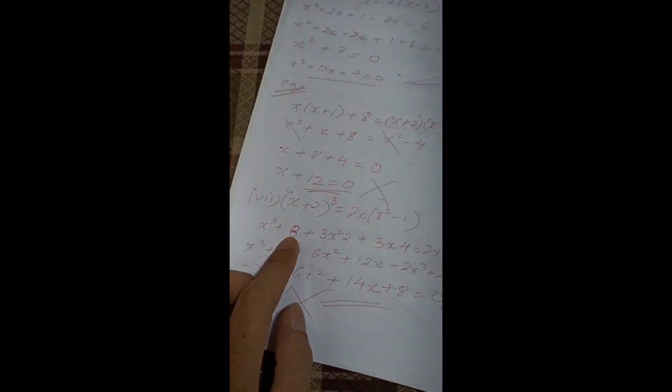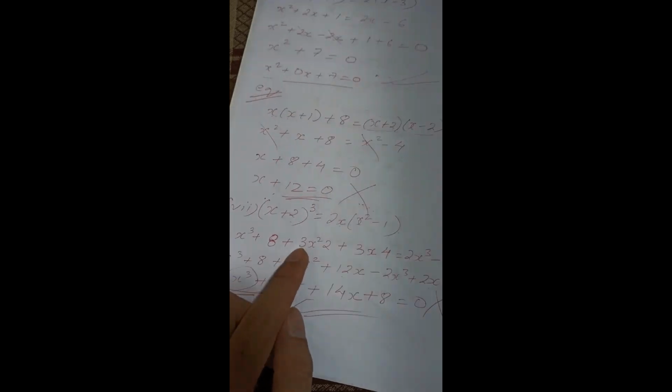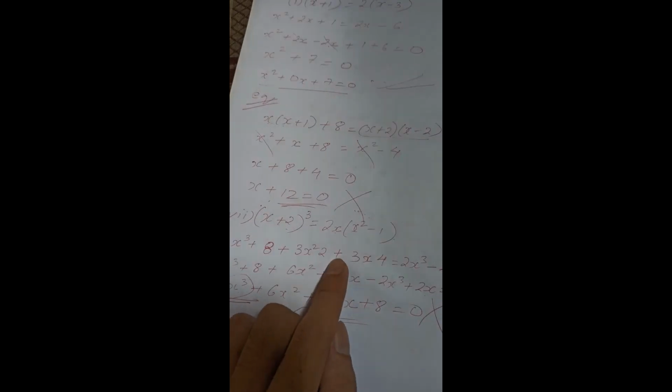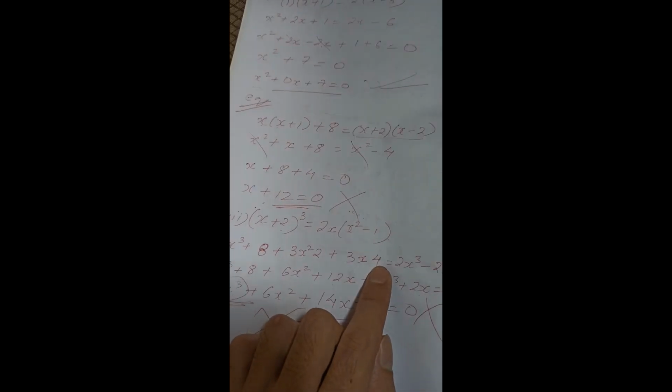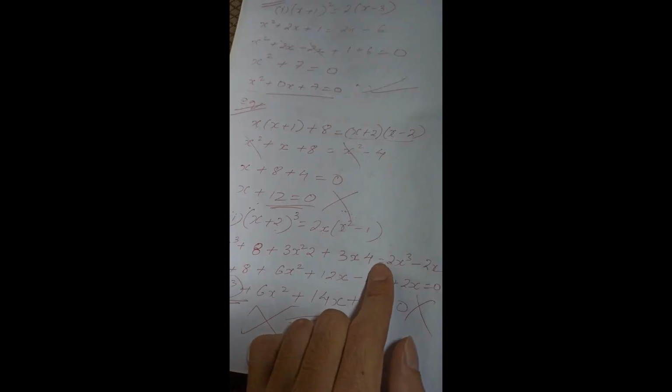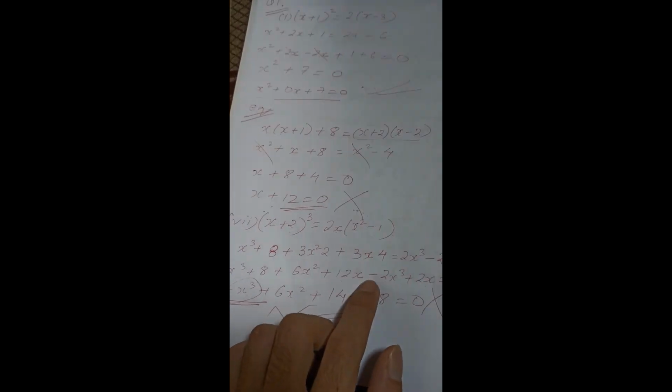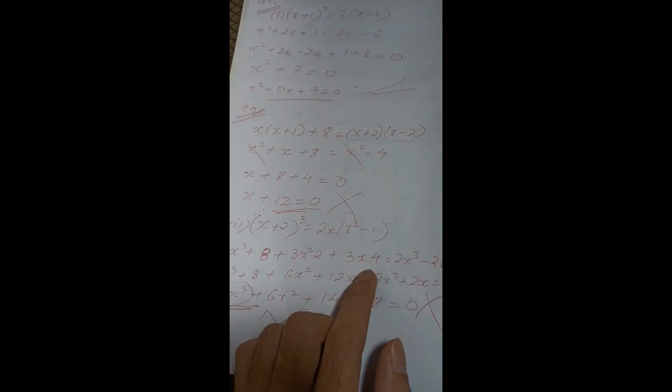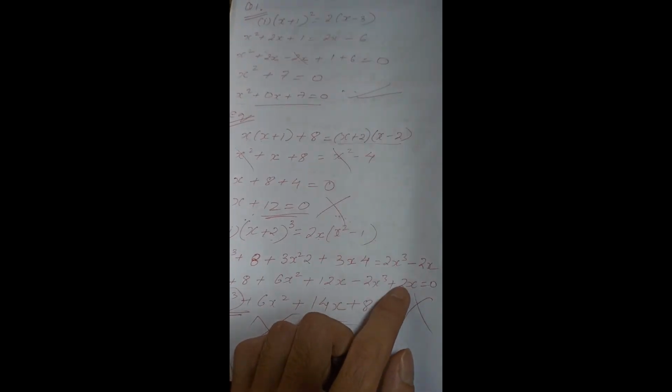That's what we applied here. A cube plus b cube, 2 cube is 8, plus 3a squared b plus 3ab squared. b squared is 2 into 2, which is 4, equals 2x into x squared is 2x cubed, minus 2x into 1 is 2x. Then we got here x cubed plus 8 plus 3 into 2 is 6x squared plus 3 into 4 is 12x minus 2x cubed. We brought it to the other side, plus 2x, minus will become plus, equals 0.